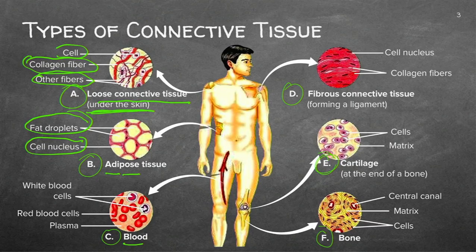All right, blood is a type of connective tissue. You have white blood cells, and you have red blood cells. You have plasma. We have platelets, which are important when it comes to making holes go away, helping with blood clotting. Fibrous connective tissue, it forms ligaments.